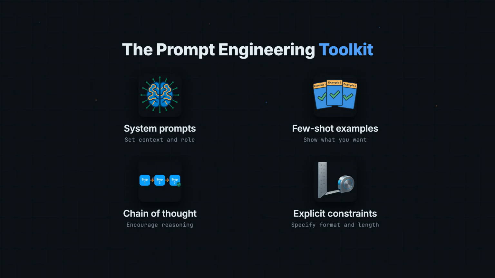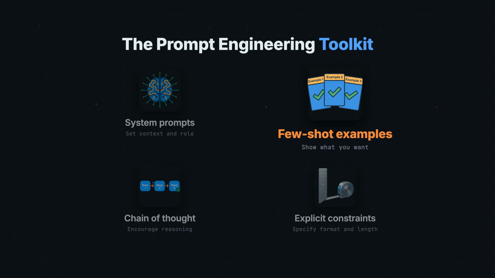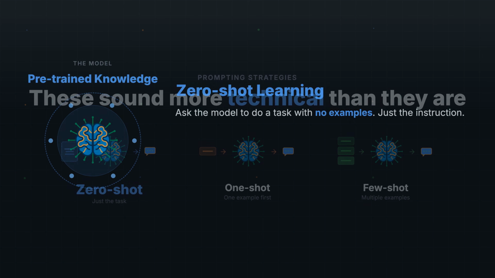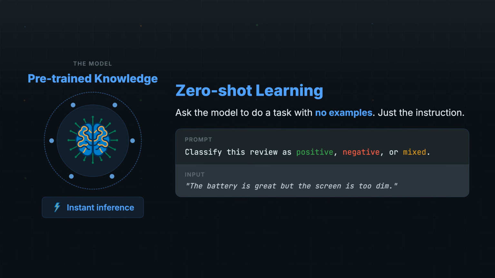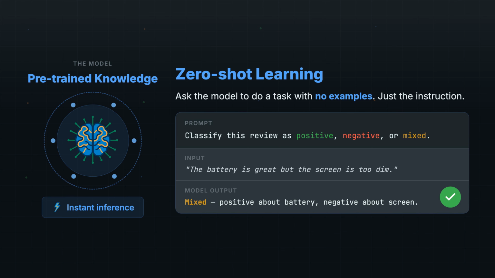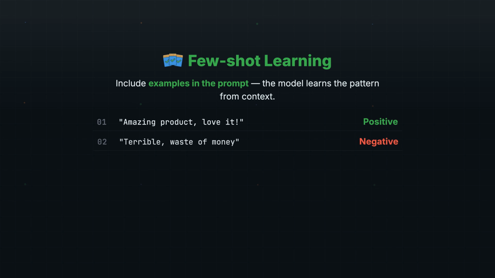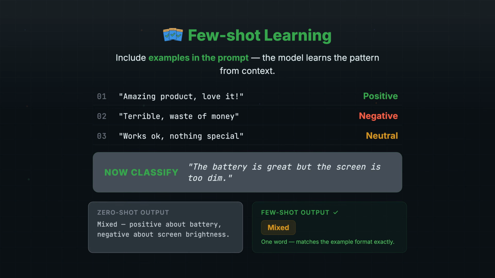That second one, few-shot examples, deserves its own explanation because you'll see these terms in almost every AI paper and API doc. These sound more technical than they are. Zero shot. You ask the model to do a task with no examples, just the instruction. It works because pre-training gave the model enough general language understanding. Few shot. You include a few examples in the prompt first. Here are 3 labeled reviews. Now classify this 4th one.